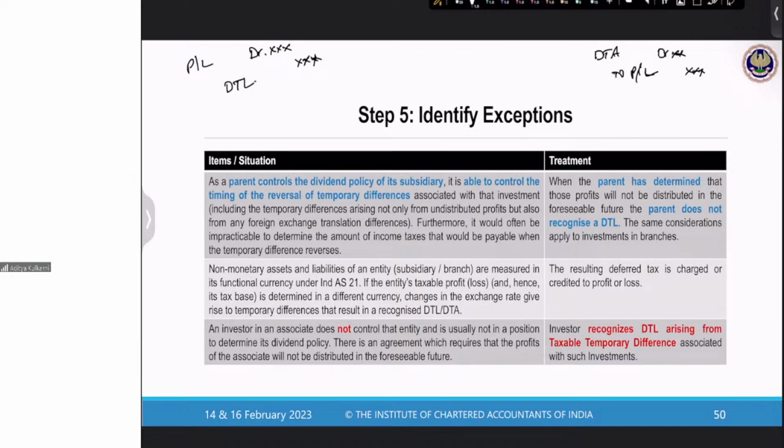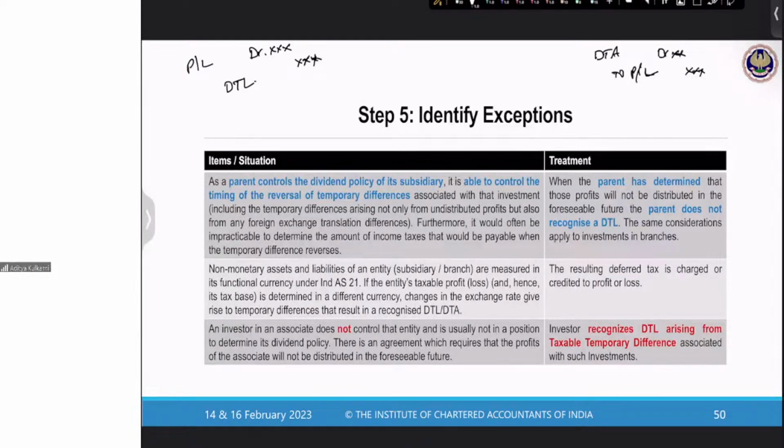Okay. DTL, they will be reluctant. DTA, they will be more than willing. So therefore, the standard has plugged this loophole by saying that if you are able to control the outflows, only then DTL will not be recognized. Otherwise, DTL has to be recognized. And for the DTA, it has put in only two cases where you can recognize the DTA.